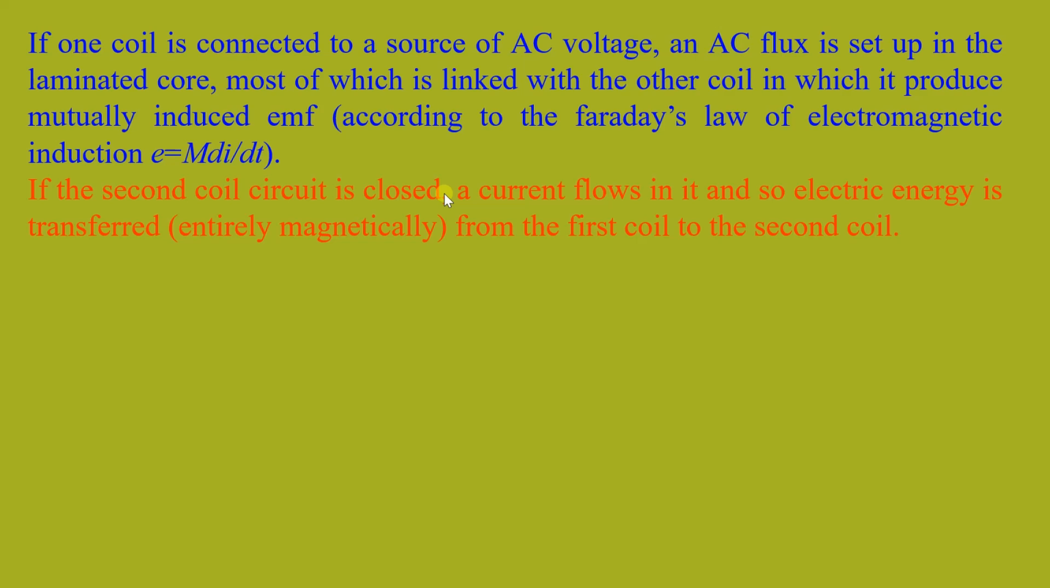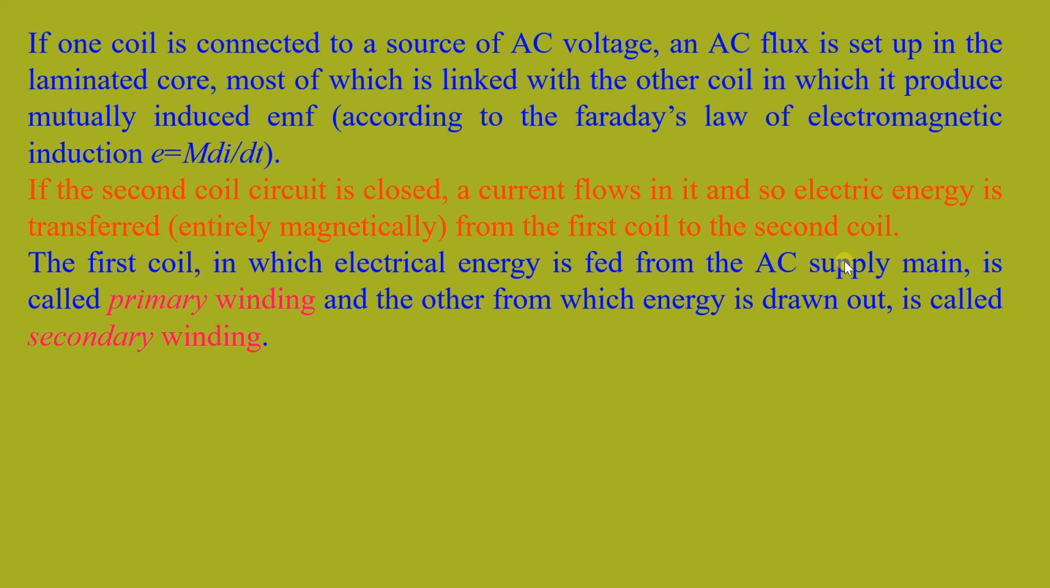If the secondary coil circuit is closed, a current flows in it. Means that if we have the load across the secondary, the circuit is complete and current flows in it, and so electric energy is transferred from one coil to the second coil, means from the primary coil to the secondary coil. The first coil, in which electrical energy is fed from the AC supply, is called the primary winding, as I have told you in the figure, and the other from which energy is drawn out is called the secondary winding.